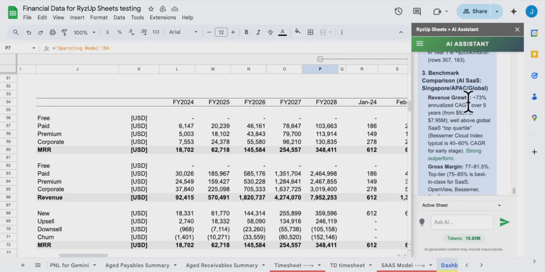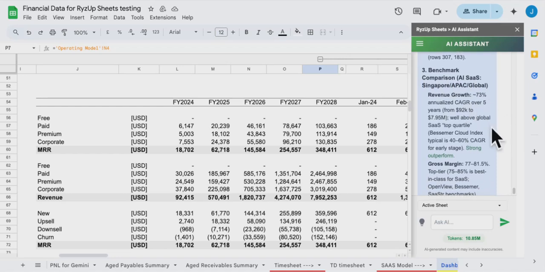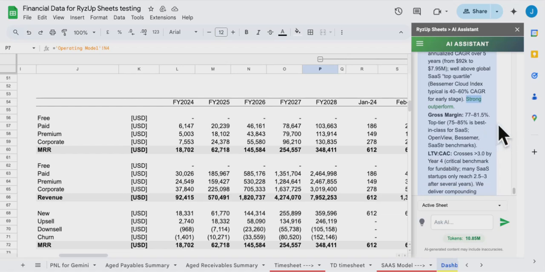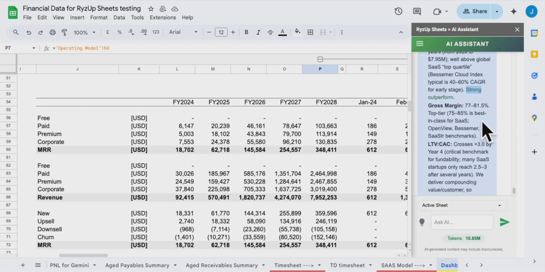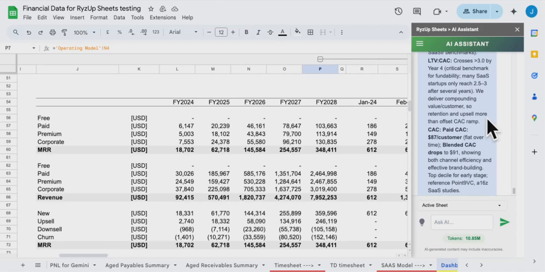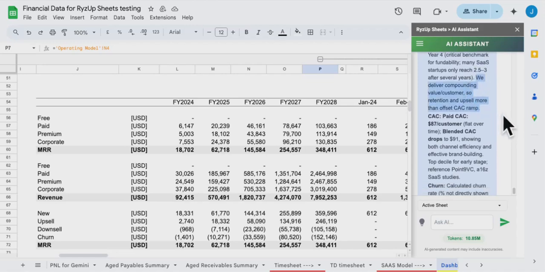So let's see. It says revenue growth 73% annualized CAGR over 5 years is well above global SaaS top quartile, and it is taking from Bessemer Cloud Index, which typically is 40 to 60%. So in this case, it's 73%. So it says it's a strong outperformer. Similarly, it picks up the gross margins and says that it's also best in class. LTV to CAC has crossed 3, more than 3. We deliver compounding value, etc. So it again says that it is doing well as a company.